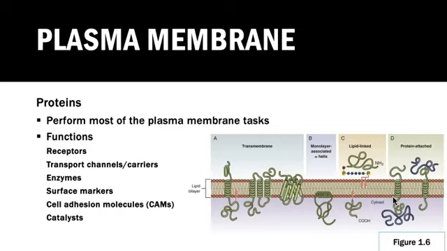As transport channels or carriers, we don't really see those channels pictured here, but they'll help facilitate movement of substances across the cell membrane. They also serve as enzymes that'll speed up chemical reactions. Surface markers is exactly what it sounds like. They're proteins that are going to help identify cells and mediate immune recognition.